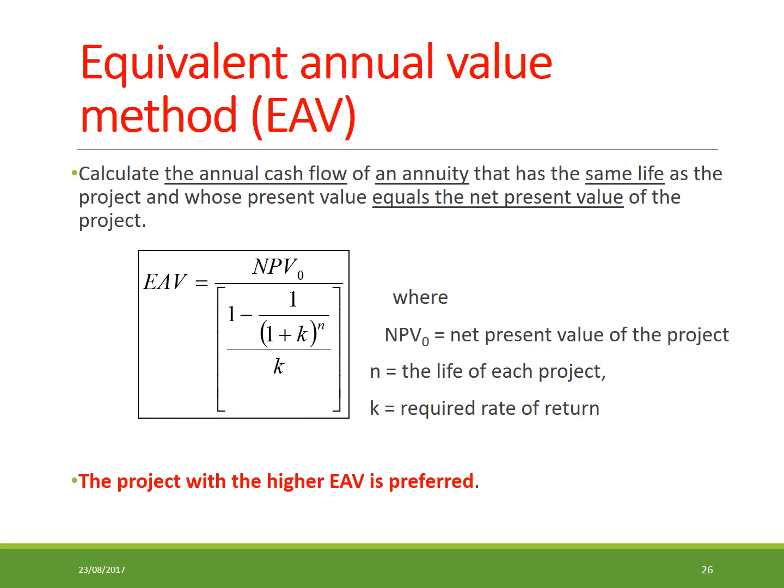So with the equivalent annual value method, what we're calculating here is an average annual cash flow of an annuity with the same life as the project, and the present value of this annuity, or these cash flows, would be equal to the net present value of the project, right? So the equivalent annual value is given by this formula. If you look at this formula, this is basically just the present value of an annuity formula rearranged, yeah? So the present value of an annuity is given by this formula here.